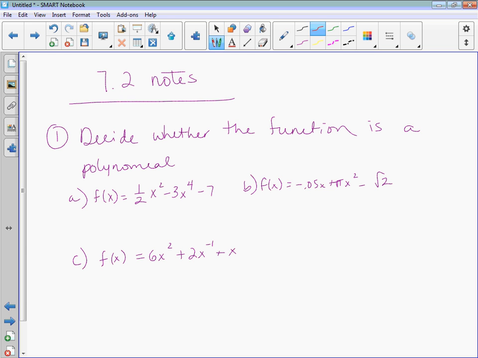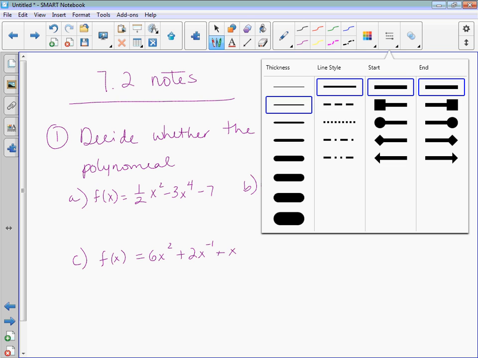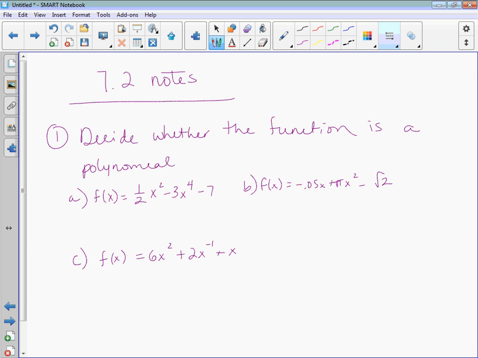So, yes or no on these guys? What do you think for letter A? Is that function going to be a polynomial? Yeah, there's nothing weird going on there, so that's definitely a yes. That would be a nice, smooth, continuous function, no little pointy spots, no jagged edges.